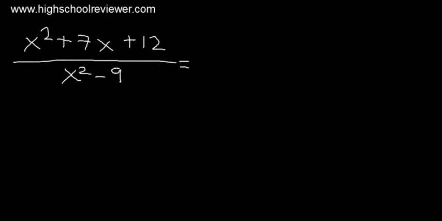To simplify this algebraic expression, let us first start with the denominator, since we have here the difference of two squares. So to factor out the denominator, we will start with x squared. The factor of x squared is just x multiplied by x. And since 9 is also a perfect square, the factor of 9 is 3 multiplied by 3. And since this is negative, one of the factors here will be positive, the other will be negative.